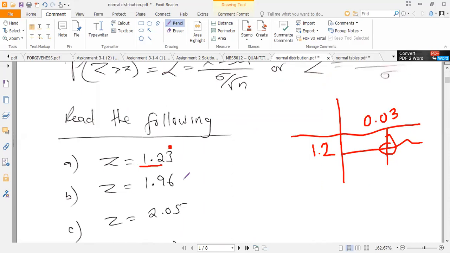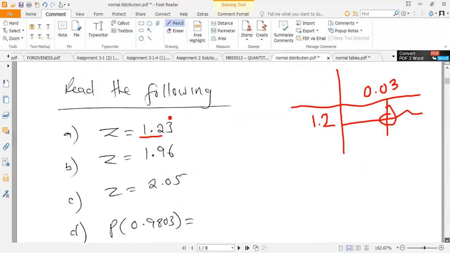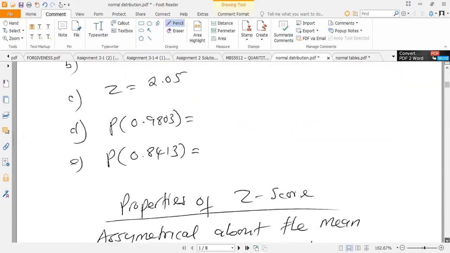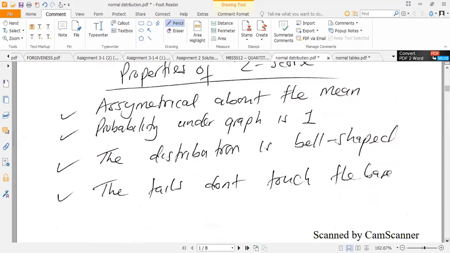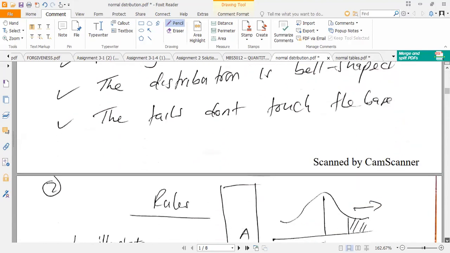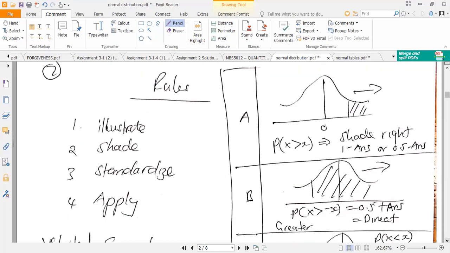Okay, so now we're going to learn how to standardize. We've talked about the properties of a Z-score: it's symmetrical, the area under it is equal to 1, it's bell-shaped, and it doesn't touch the base. Now we're going to look at the 3 rules, 4 properties when we are reading the Z.